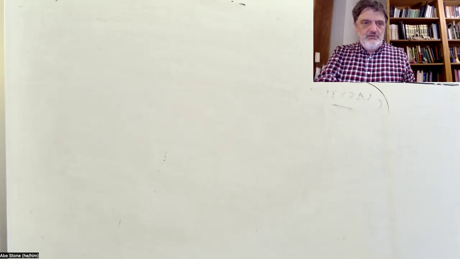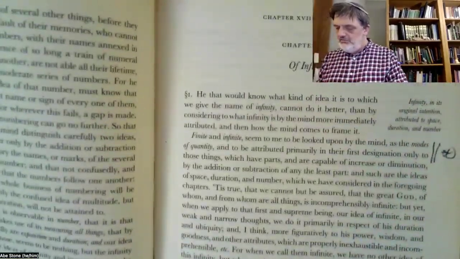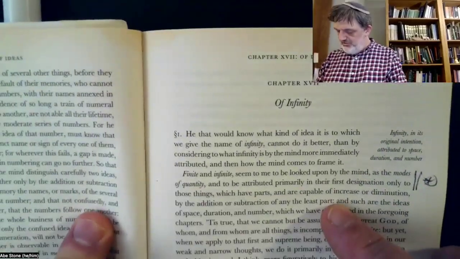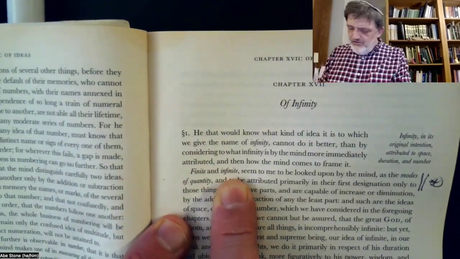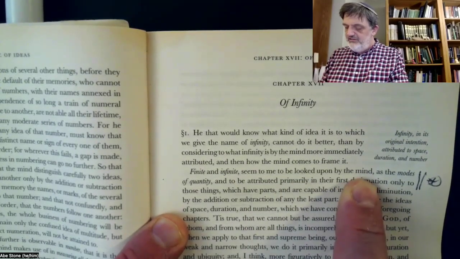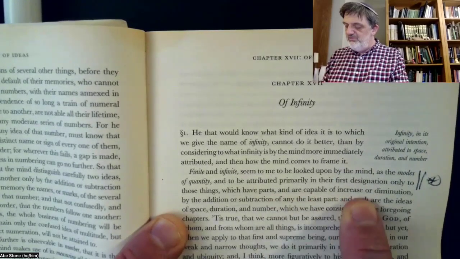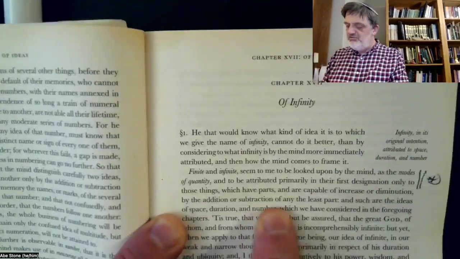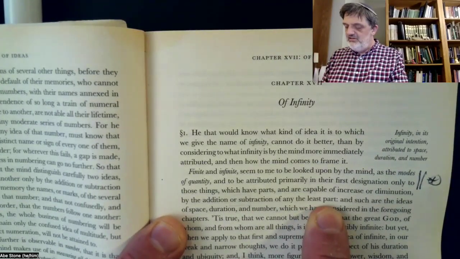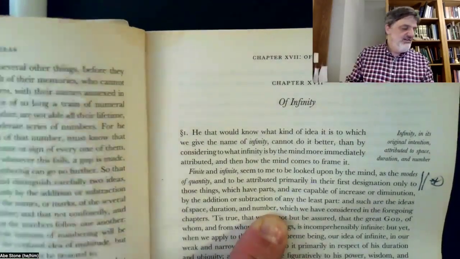So, right. This is chapter 17, section 1 on page 199. "Finite and infinite seem to me to be looked upon by the mind as the modes of quantity, and to be attributed primarily in their first designation only to those things which have parts and are capable of increase or diminution by the addition or subtraction of any of the least part. And such are the ideas of space, duration, and number." So here he is saying that space does have parts.